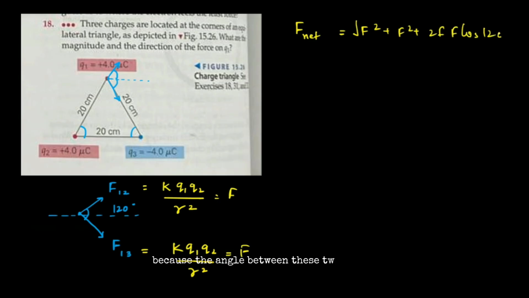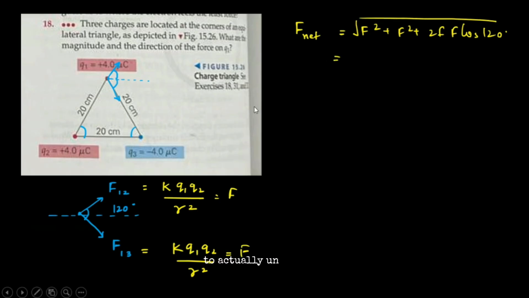Now we have to find out net force. A net force can be found using the relation of resultant that we learned through parallelogram law. So we'll simply write it is going to be F1 square plus F2 square plus 2 F1 F2 cos 120. Why? Because the angle between these two forces is 120 degrees. Now this is the most important part about solving these questions. You have to actually understand what angle these forces are making with each other, because then only you can find out the resultant force. So first of all, we'll find magnitude, then we'll talk about the direction as well, because here the direction is important.